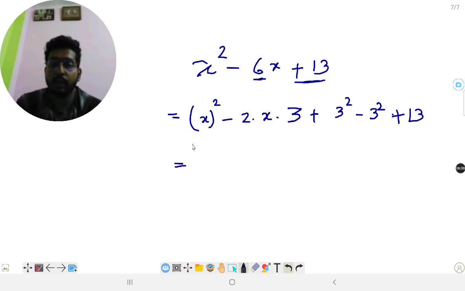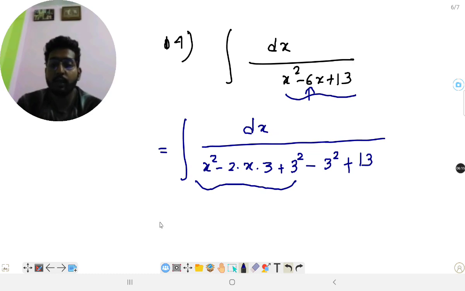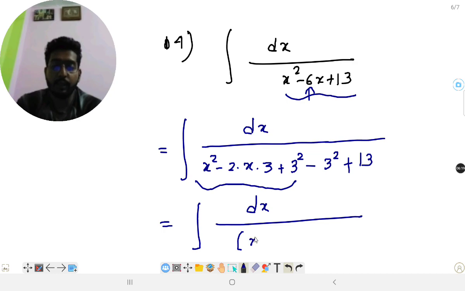So that means these three is forming a minus b whole square, and 13 minus 9, that will be 4, and 4 can be written as 2 square, like this. So that will be x minus 3 whole square plus 2 square. So here you can see that will become integration of dx by x minus 3 whole square plus 2 square, since 13 minus 9 is 4, and 4 can be written as 2 square.